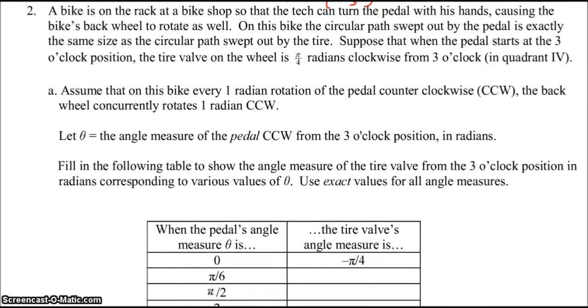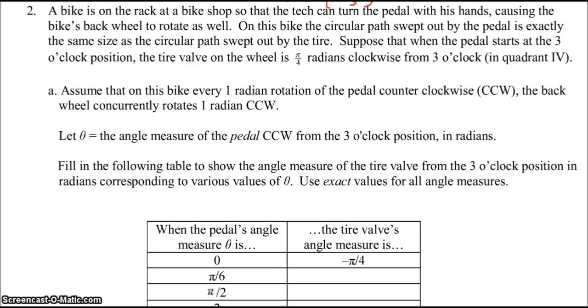A bike is on the rack at a bike shop so that the tech can turn the pedal with his hands, causing the bike's back wheel to rotate as well. On this bike, the circular path swept out by the pedal is exactly the same size as the circular path swept out by the tire. Suppose that when the pedal starts at the 3 o'clock position, the tire valve on the wheel is pi over 4 radians clockwise from 3 o'clock in quadrant 4.